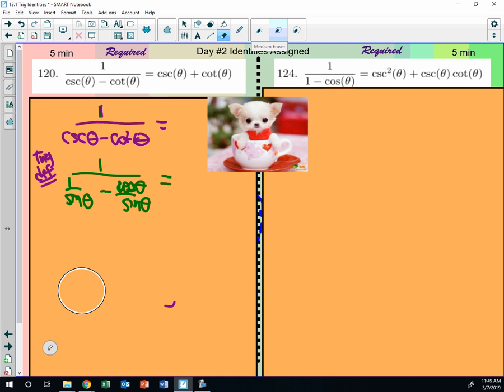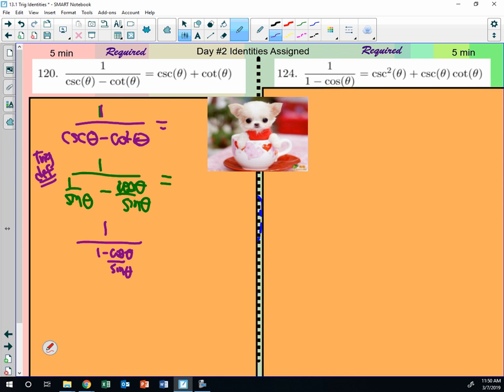Okay? So then you're going to do the same thing here. You're going to go 1 over 1 minus cosine theta over sine theta. Is that part all right? Then this here is your numerator. This 1 minus cosine below the big line is the denominator. That means sine is the what? Numerator. So you're going to get sine theta over 1 minus cosine theta.